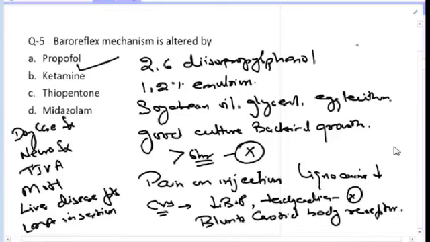Now propofol causes apnea longer than thiopentone. It causes maximum depression of upper airway reflexes.